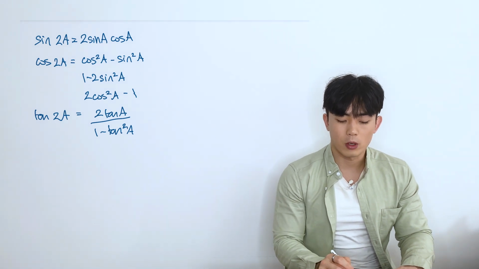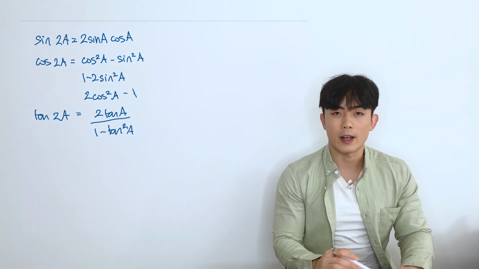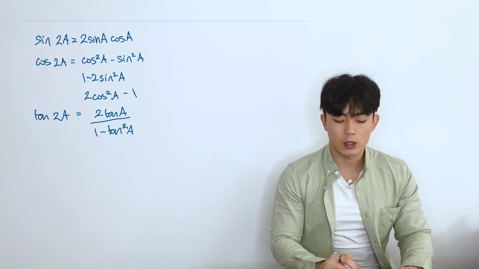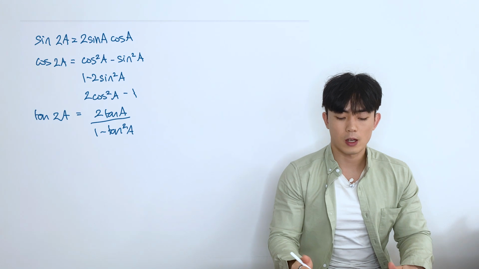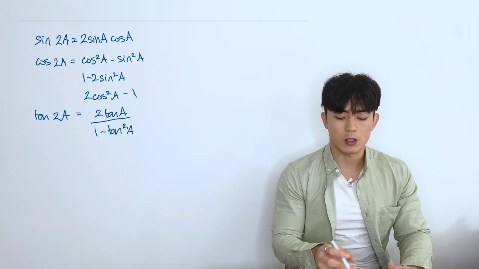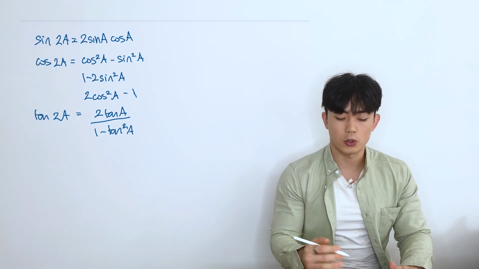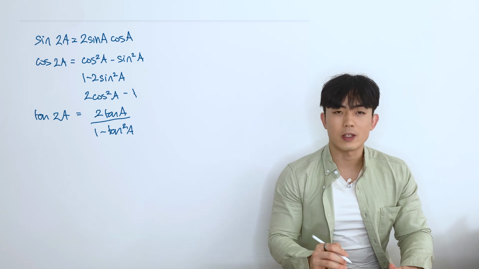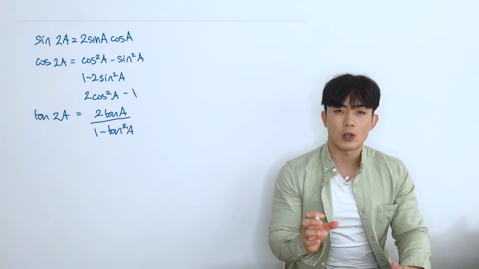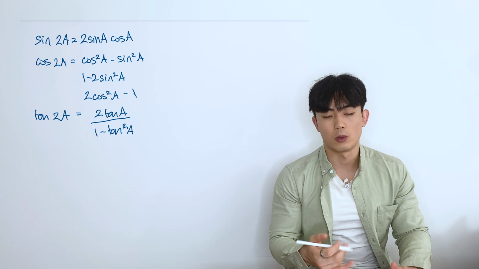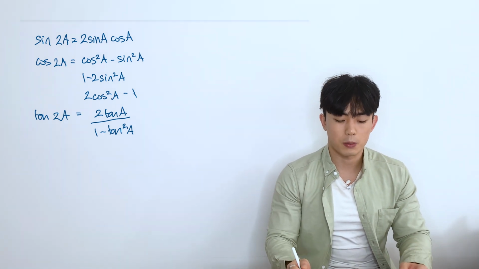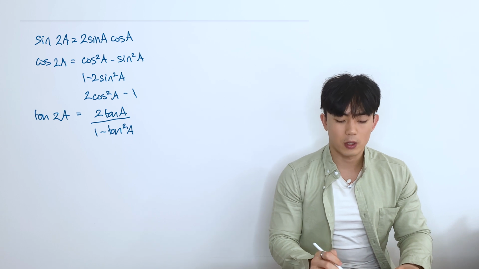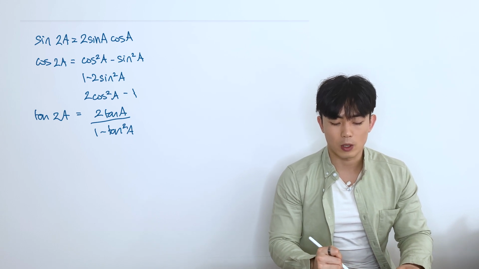So you can see here that sine 2a is equal to 2 sine a cos a. Cos 2a is equal to, well, there are three different forms of cos 2a: cos squared a minus sine squared a, a form in terms of sine only, which is 1 minus 2 sine squared a, or 2 cos squared a minus 1. Each of these has its own uses. In certain questions you might need a sine squared form, or in certain questions you might need cos squared. It just depends upon the exam or the question type. And finally, tan 2a is 2 tan a over 1 minus tan squared a.